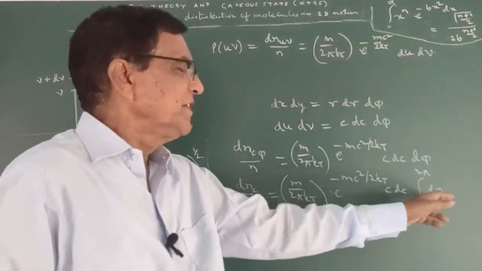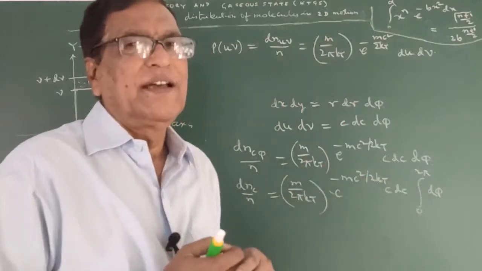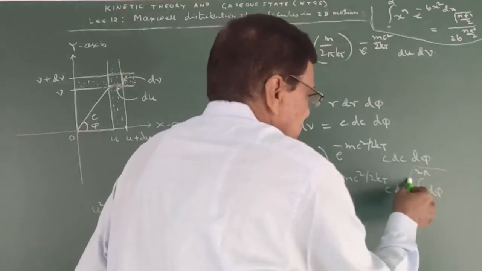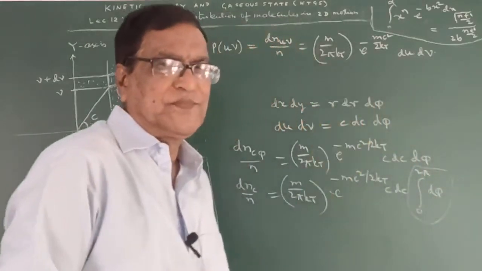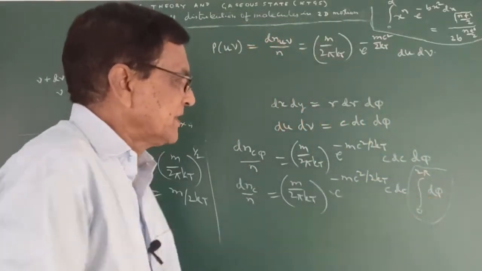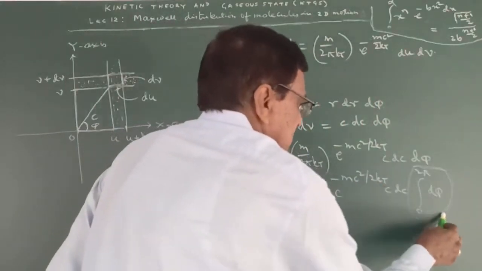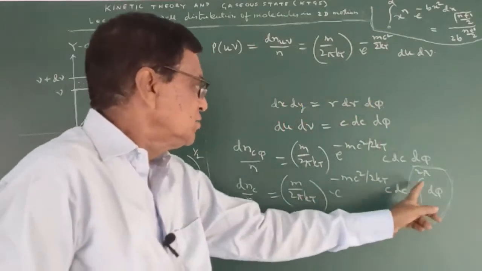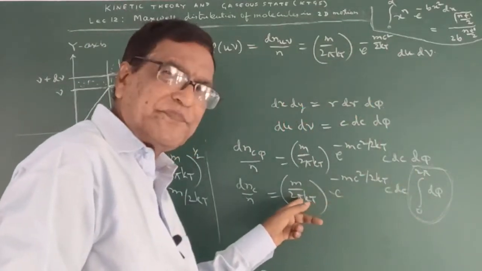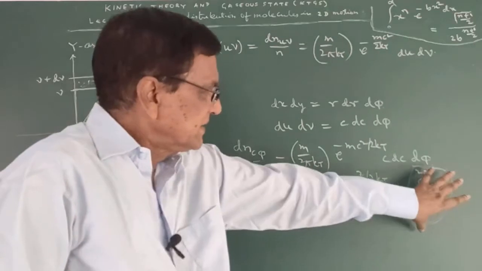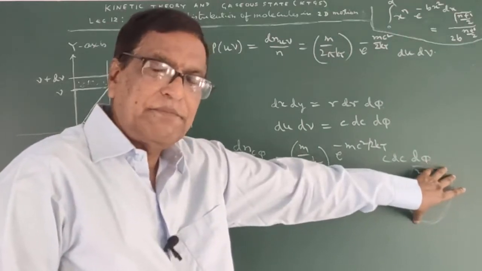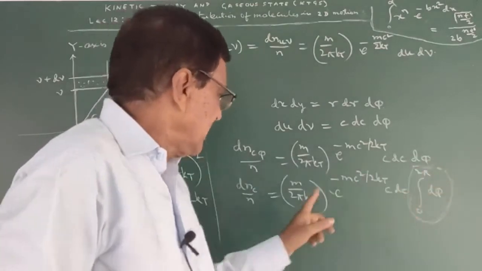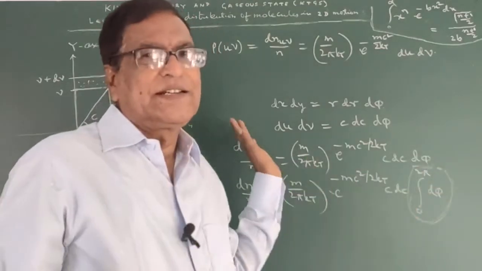When d phi is integrated, it will give you phi, and the range is 0 to 2 pi. So this integration will have the value 2 pi, and this 2 pi and the 2 pi here will be cancelled out.